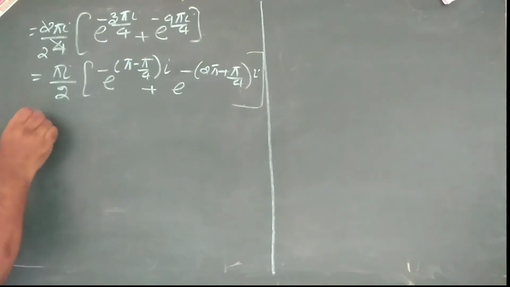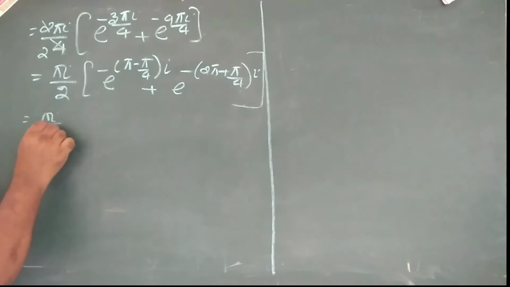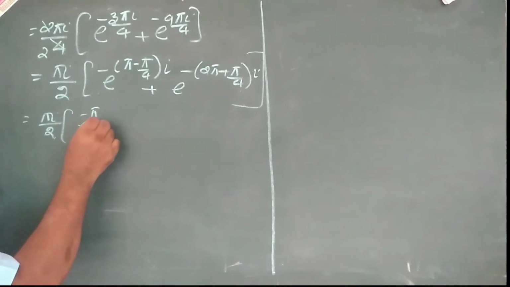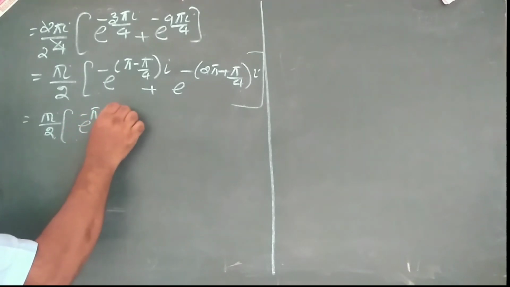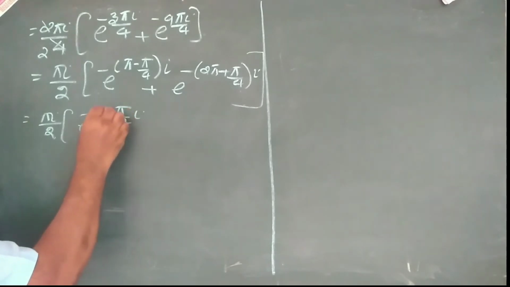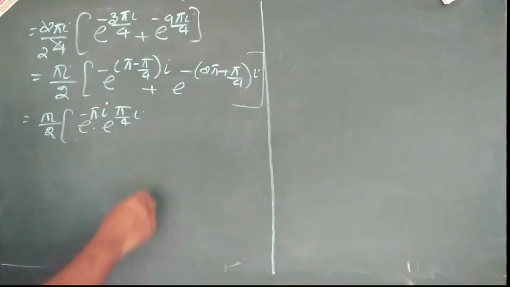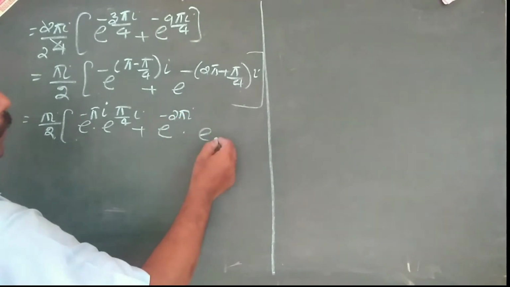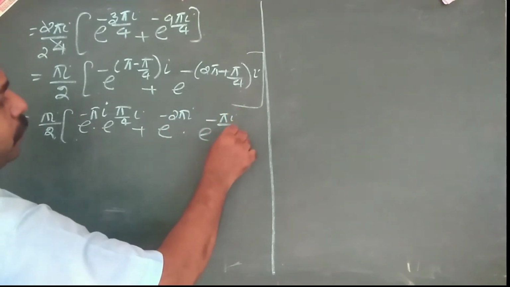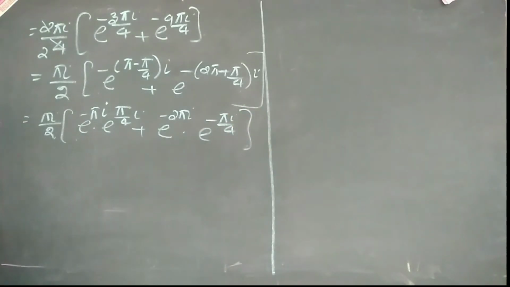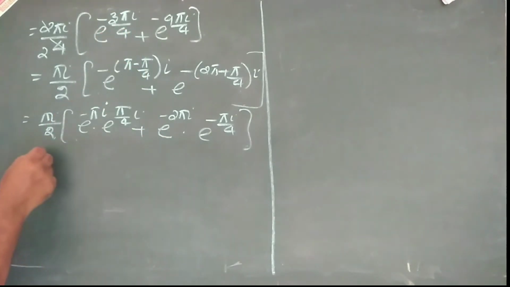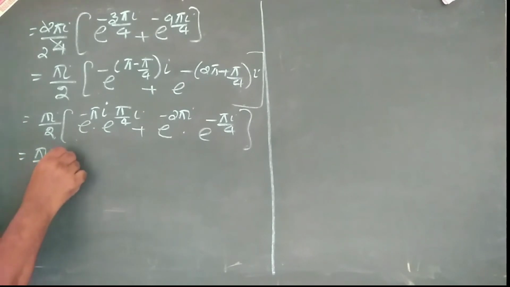So that is equal to pi by 2. What is this one? e raised to minus pi into e raised to pi by 4 i, plus e raised to minus 2 pi i into e raised to minus pi i by 4. Because here 2 into 4, 8, 8 plus 1 is equal to 9. So 4 minus 1 is equal to 3. So we can get this one. So this is equal to pi i by 2.